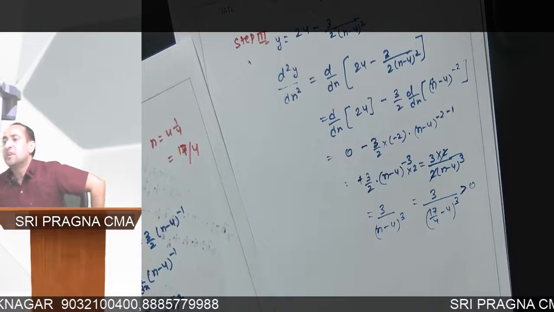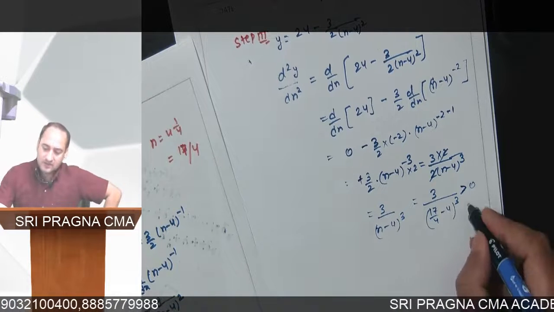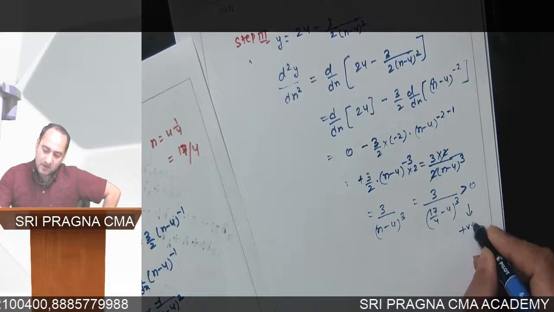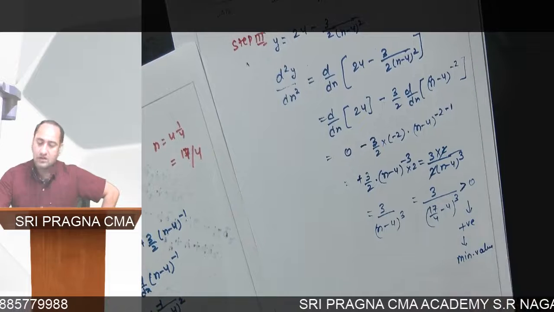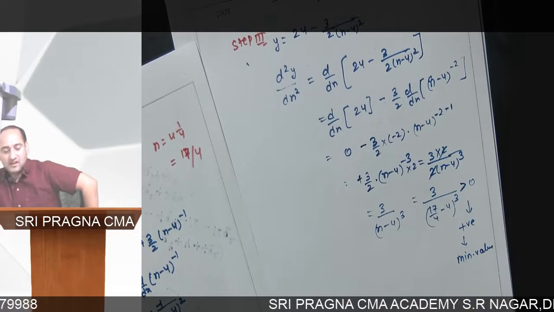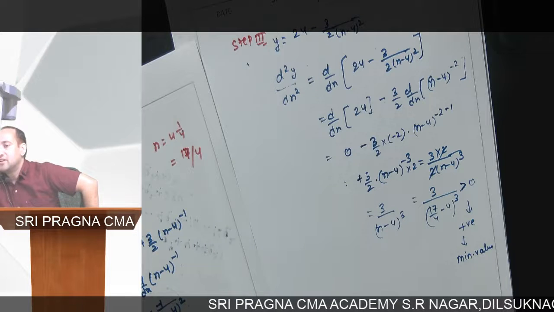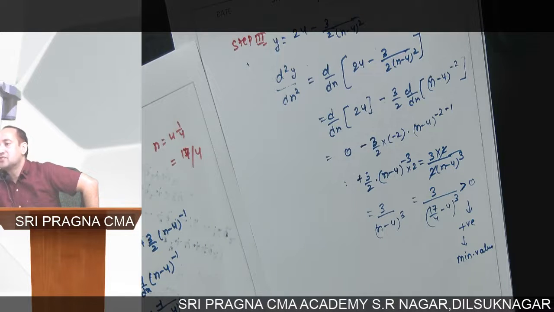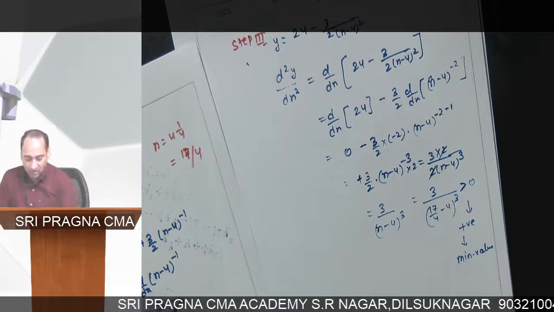Greater than 0 means minimum. When we say greater than 0, what does it mean? A positive number, and a positive number signifies a minimum value. So we justify that n equal to 17 divided by 4 is the value at which the average cost is minimum. Clear to all of you? Okay.